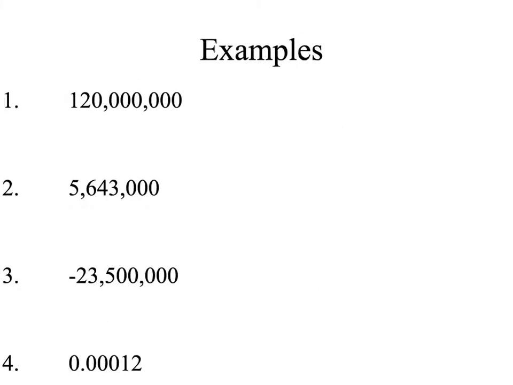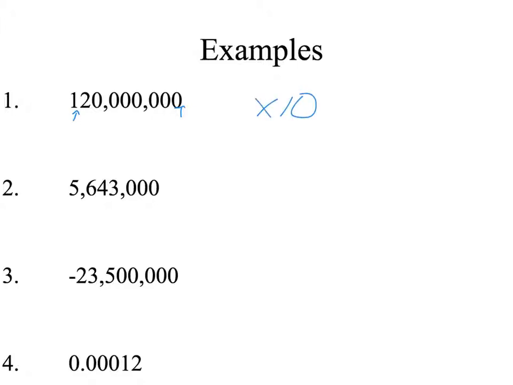So we're starting with 120, hundreds, thousands, millions. So I'm starting with 120 million. Currently my decimal point is back here behind the 0. I need to move it up here between the 1 and the 2. Because remember, I can only have one number in front of my decimal point.